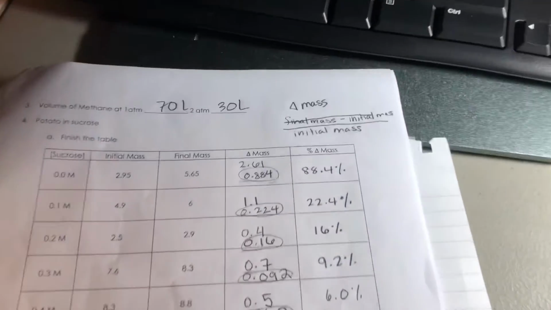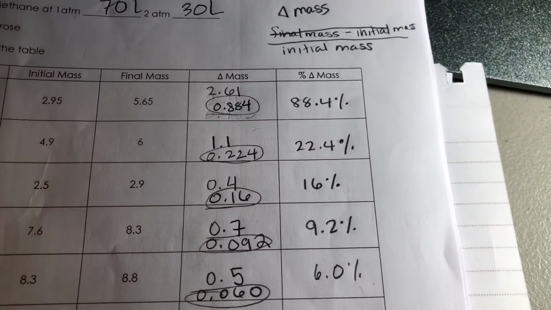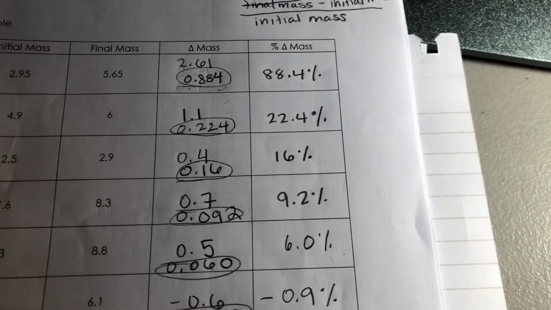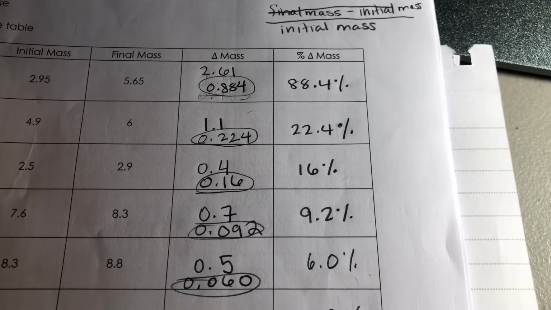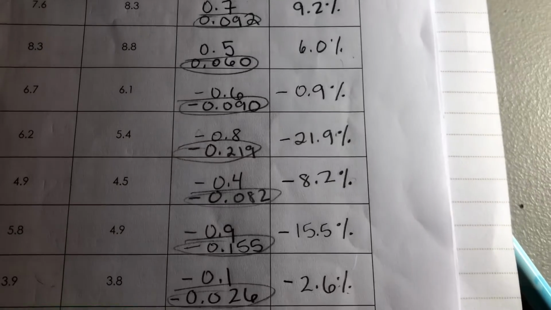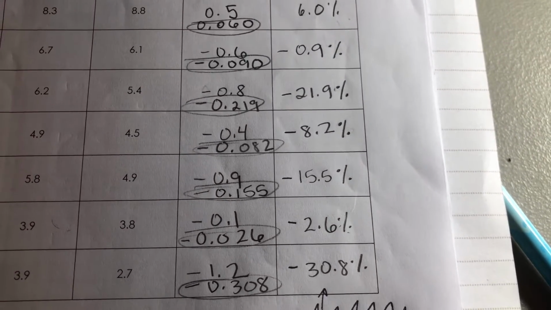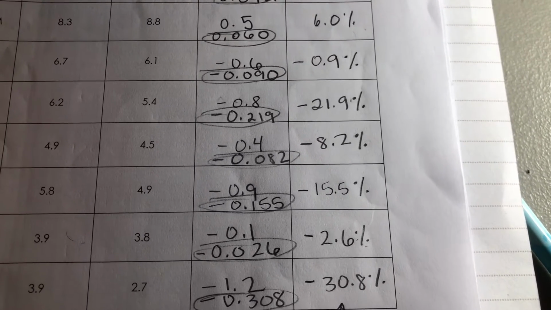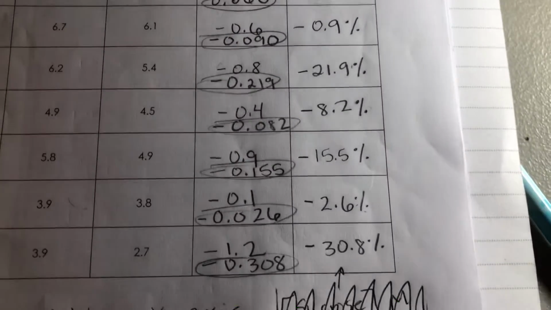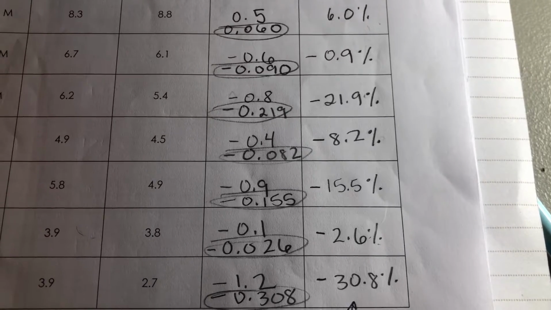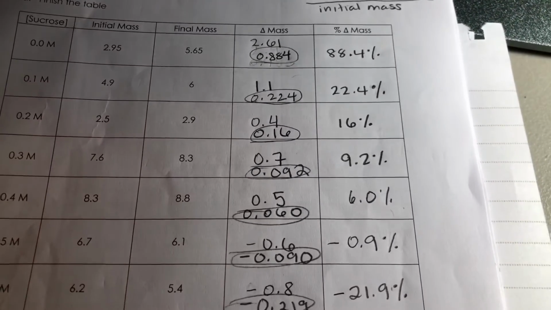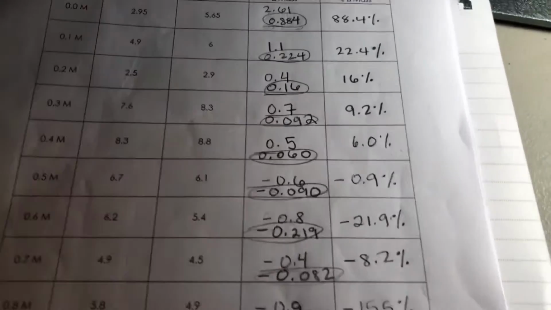All right, so this is the part that's a little bit challenging, the change in the mass. You want to look at your maximum and your minimum. The maximum here is 88% change. And then the minimum looks like it's about negative 31. So the highest is like 88.4. The lowest is going to be around negative 31. Now this is a little bit tricky because you're going to have to find space for positive and negative values.